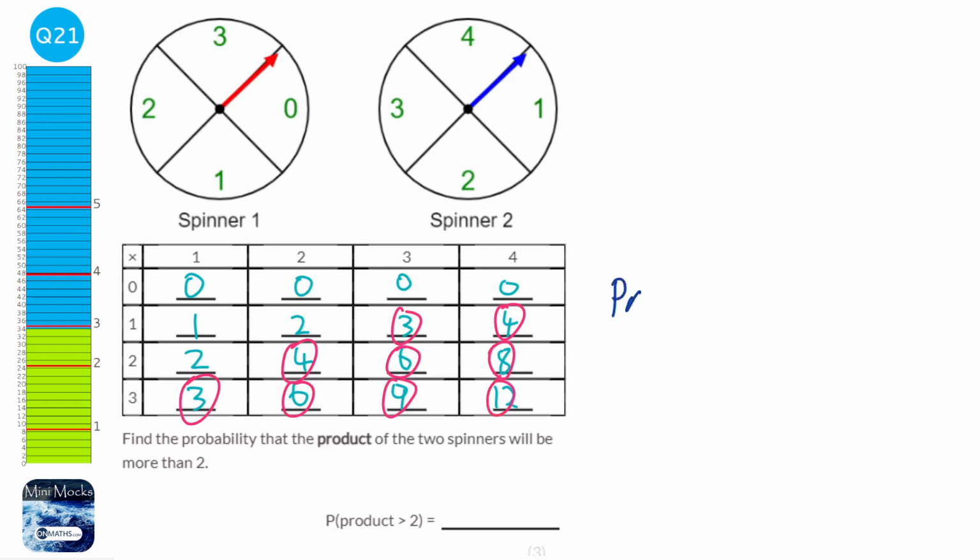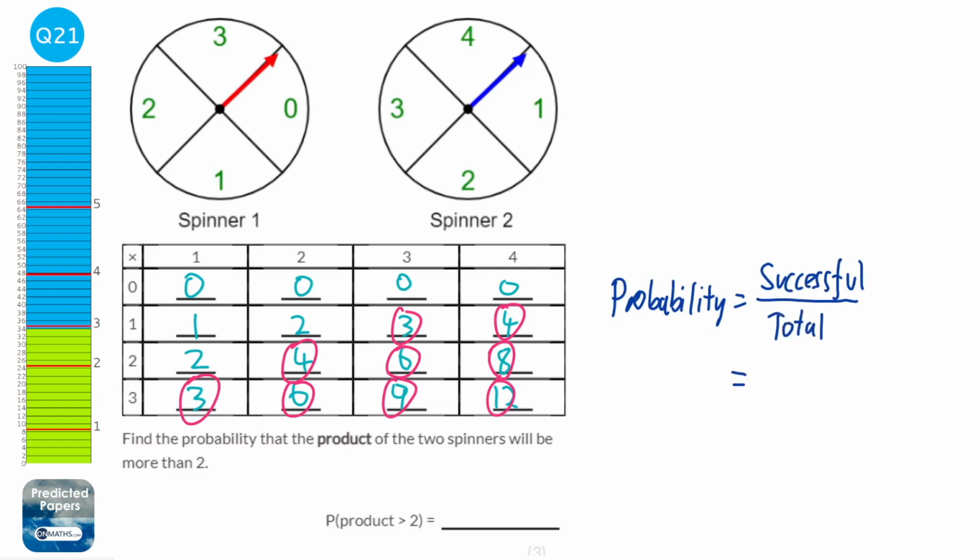And to work out a probability, it's always the successful outcomes over the total amount. So the successful ones are the ones I've circled, so 1, 2, 3, 4, 5, 6, 7, 8, 9. The total are all of them together, where it's a 4 by 4 grid, so it'd be 16 in total. And so the probability that the product will be more than 2 will be 9/16.